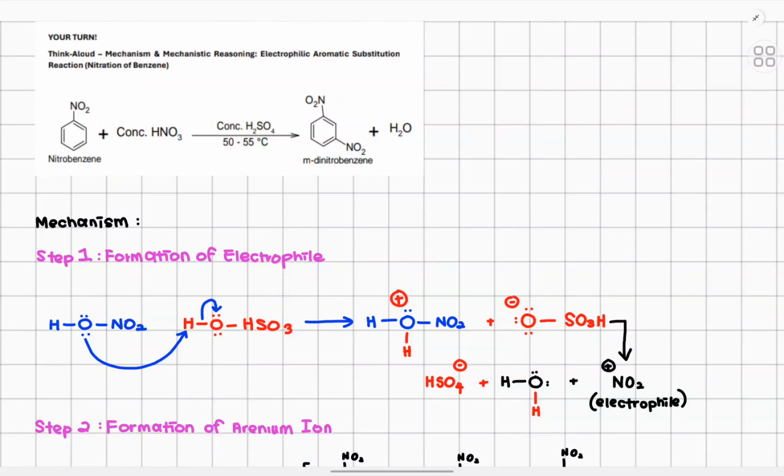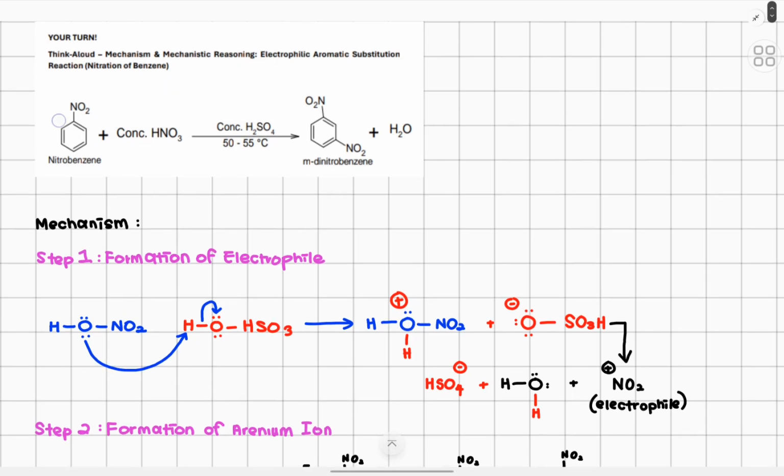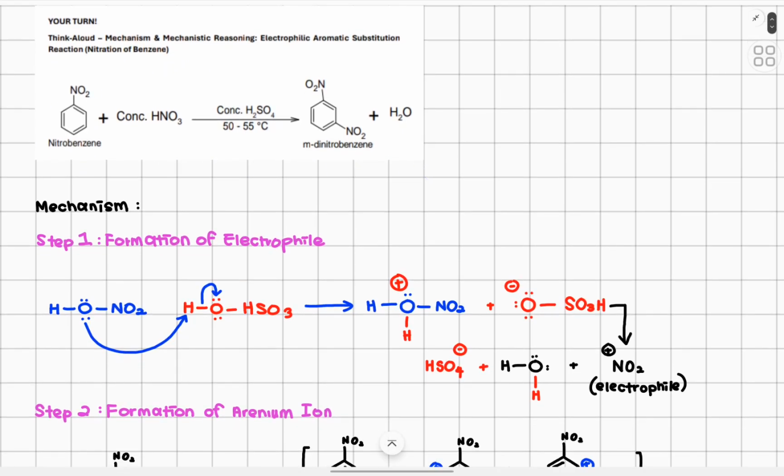Hello, so today I'm going to explain the mechanism and mechanistic reasoning of the electrophilic aromatic substitution reaction of nitration of benzene. So we are given a reaction here where benzene reacts with concentrated HNO3 under the condition of 50 to 55 degrees Celsius with the catalyst H2SO4, forming a benzene derivative, which is nitrobenzene, plus water.